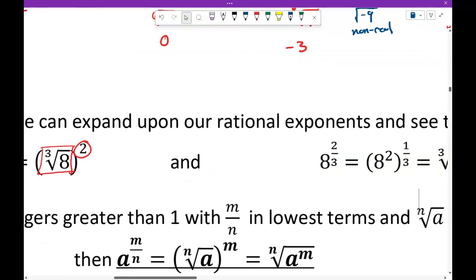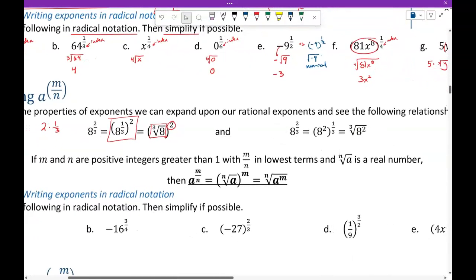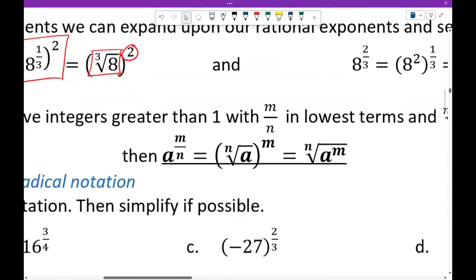And so our property becomes that when we have a fraction as our exponent, and we can write it in lowest terms, then our numerator will become the exponent of the radical, and our denominator will still be the index of our radical, with the base being the radicand. And either notation, with the exponent on the outside or the exponent inside the radicand, will give the same result.